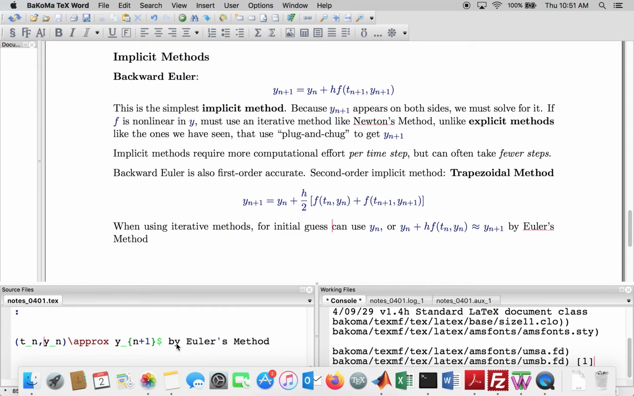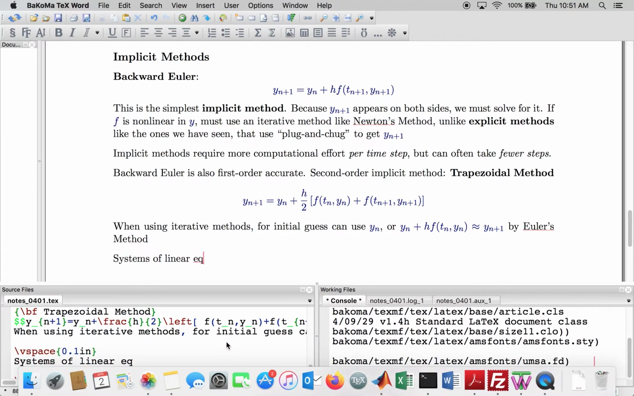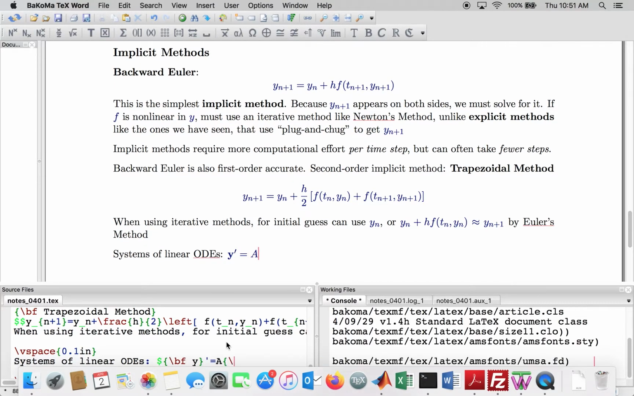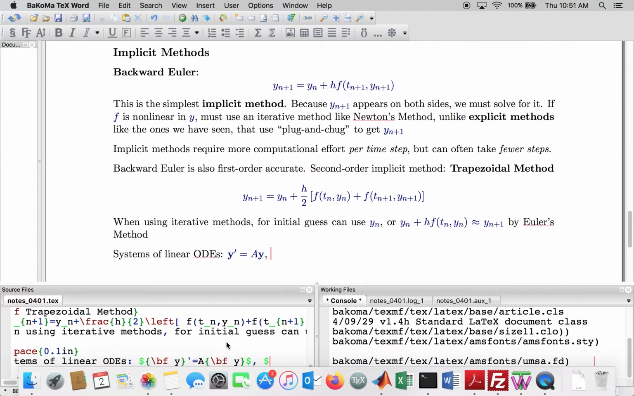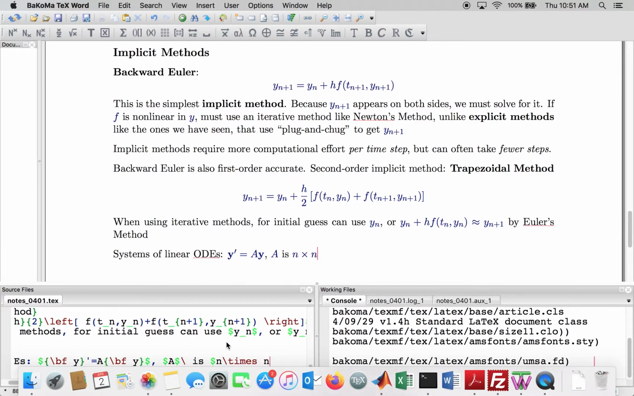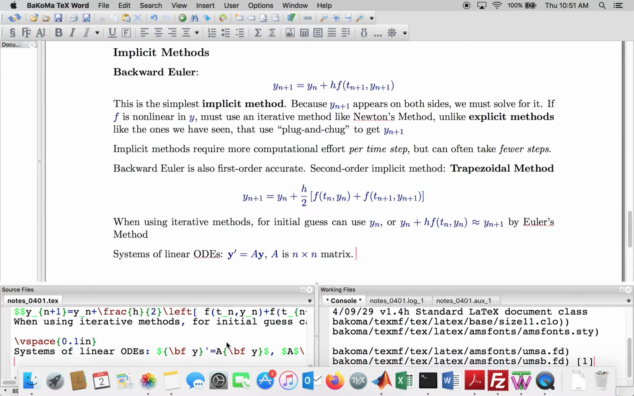And another thing I want to point out: suppose we have a system of ODEs like this, y prime equals A y, where A is an n by n matrix. So then we have backward.